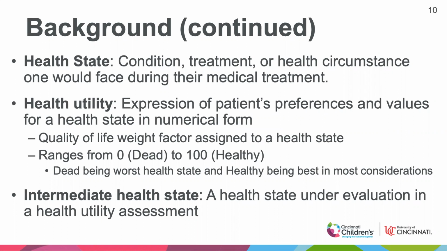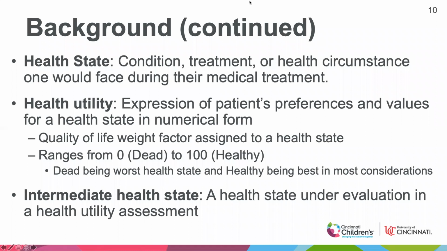This can be from something like feeling pins and needles in your legs to something more of a curative treatment like a transplant. And so a value that we put to the health states is called a health utility, which is an expression of a patient's preference and values for a health state in numerical form, where they act as quality of life weighing factors assigned to that particular health state, with a range from 0 being dead to 100 being healthy. This, of course, is a scale, but these are considered the two endpoints of that scale. With that being said, the health state being evaluated in between those endpoints is the intermediate health state.